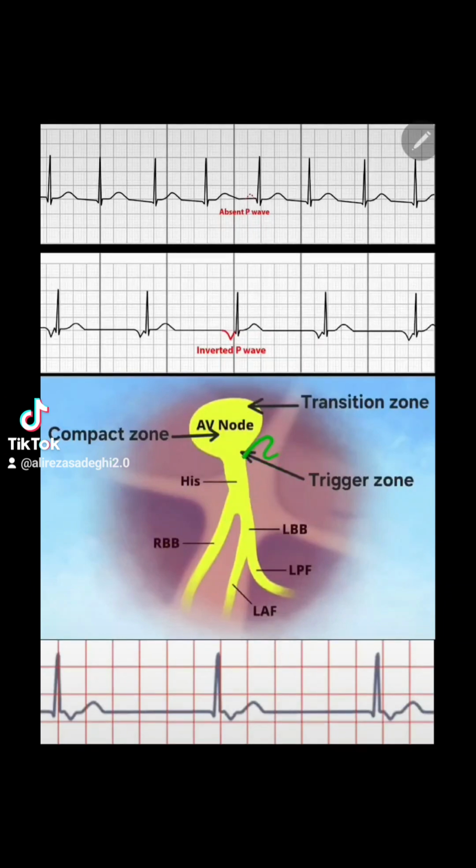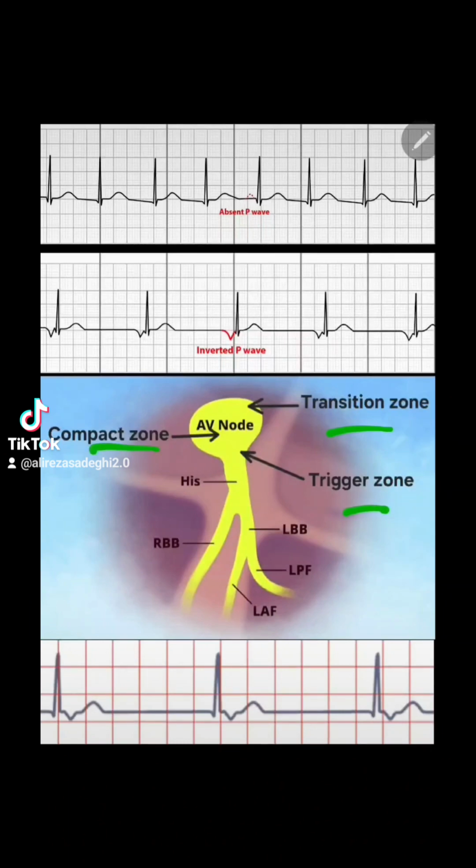And finally, we have the trigger zone. The trigger zone receives the signal from the compact zone and shoots it down the His bundle and left and right bundle branches to allow for ventricular depolarization. When the AV node is responsible for a junctional beat or a junctional rhythm, it is important to understand that the signal or signals can be coming from any of these 3 areas of the AV node.